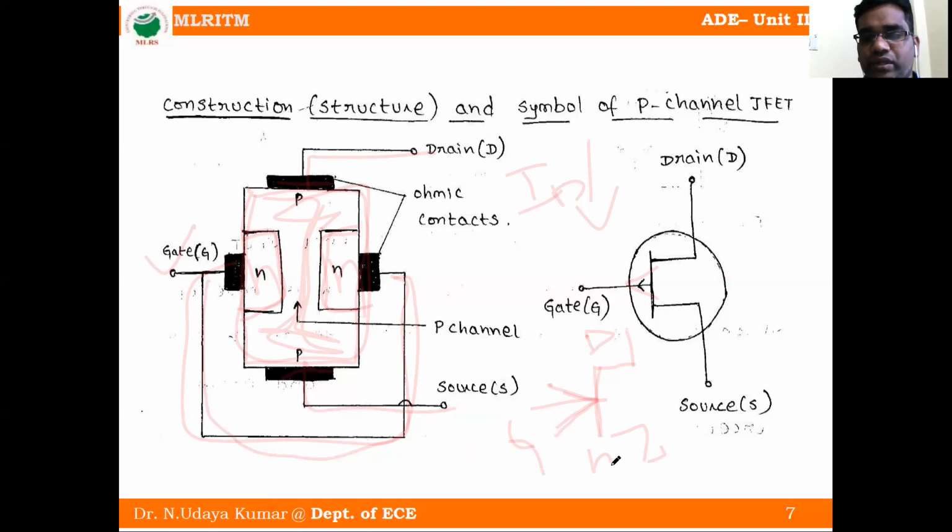It is easy to remember these things. N channel means the arrow is towards the bar, and P channel means out of the bar. This is the difference between N channel and P channel JFET. Now we will see in detail the operation of N channel JFET.